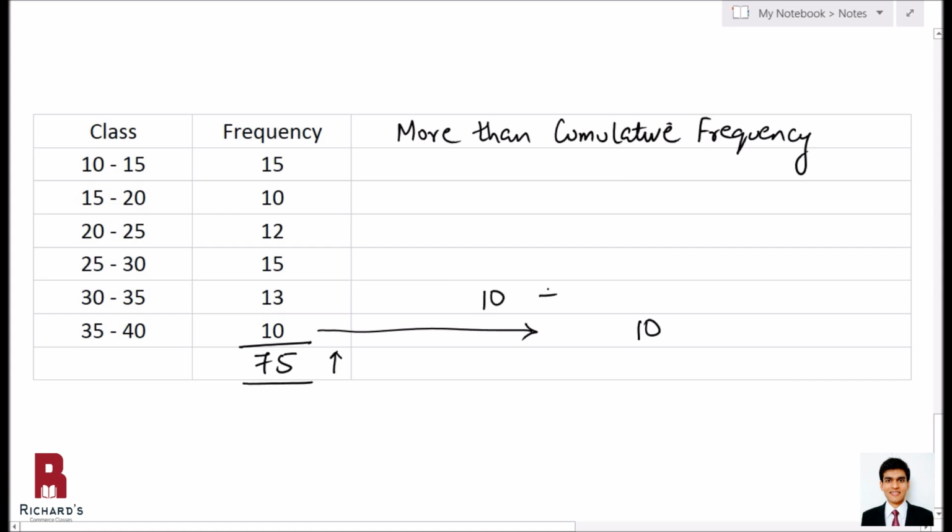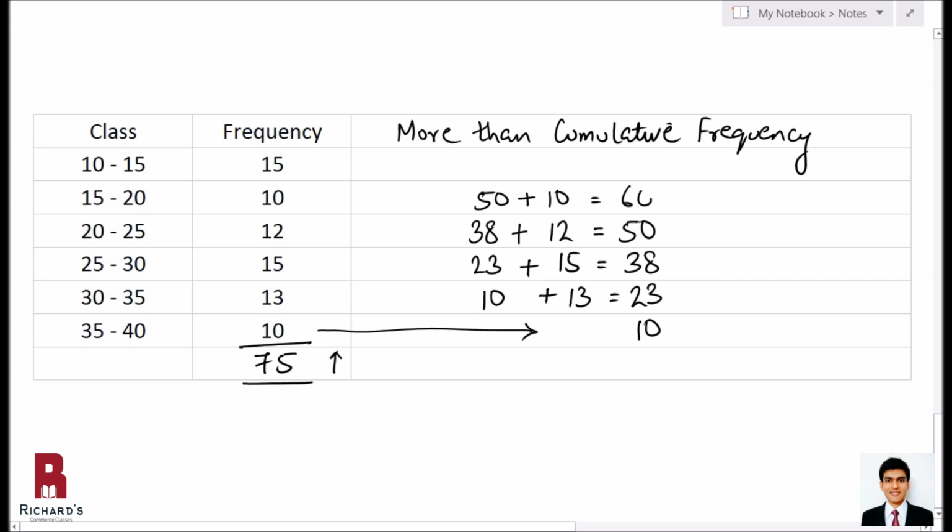Take 10 and add the frequency, that is 13, and you get 23. Take 23, add the frequency 15, that is equal to 38. Take 38, add the next, that is 12, that comes to 50. Take 50, add the frequency 10, and that is 60. Finally take 60 and add 15, and that comes to 75.